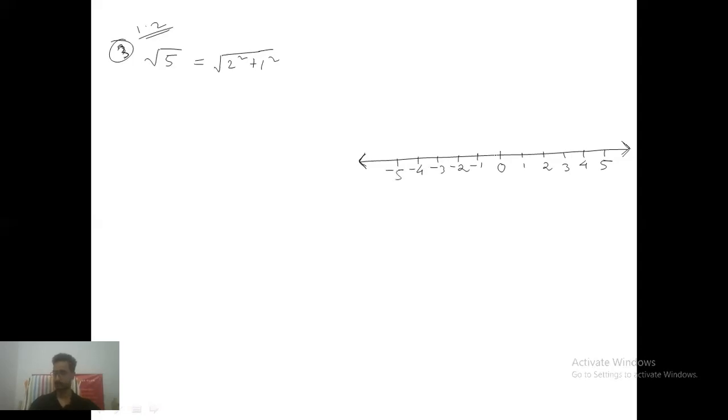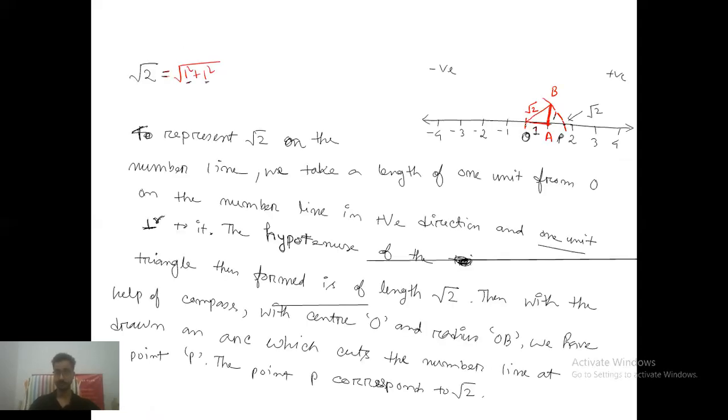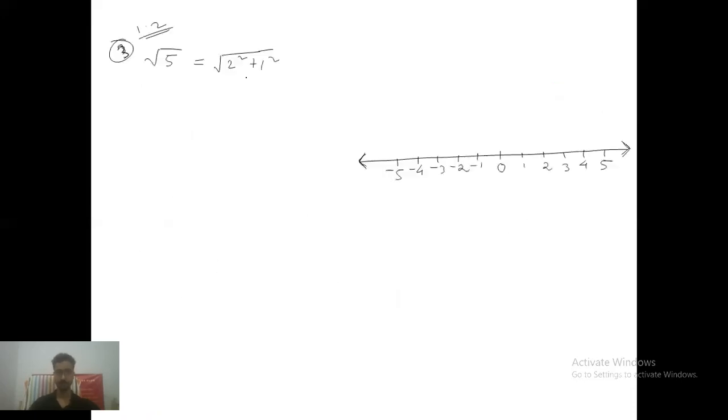Now see, in the previous question we have taken 1 unit because there it is 1 and 1. But here we have to take first 2 units, then 1 unit, because this is the 2 units, this is the 1 unit. So this is the point O. So first you have to take 2 units.